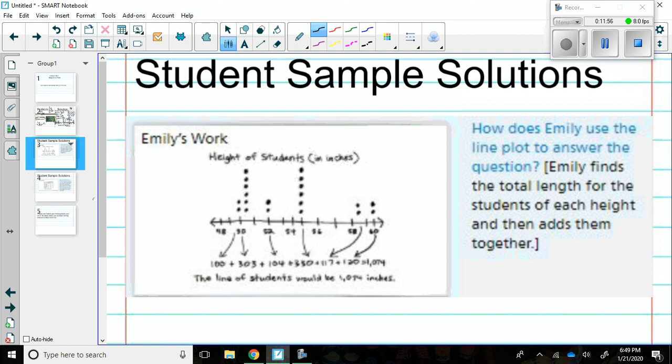This is Emily's work. Emily did something pretty similar to me. She set up her line plot. It asks, how does Emily use the line plot to answer the question? She finds the total length for the students of each height and then adds them together. That's exactly what we did. Hers is a lot nicer and neater, but I wanted to show all my work so you could see how each dot represents a student and then how you take each one of those measurements to add it together to get the total. You don't do that for every line plot. We were just solving the question that this problem was particularly asking.